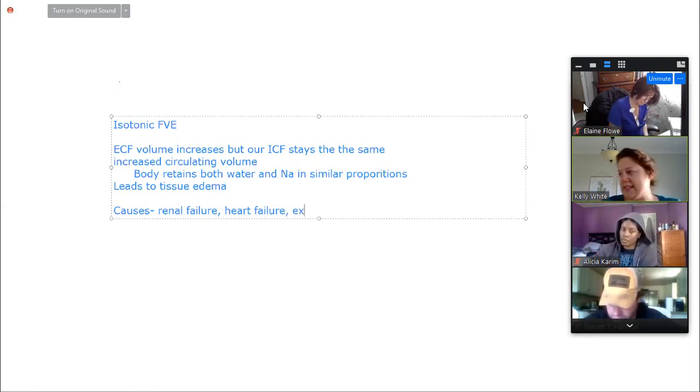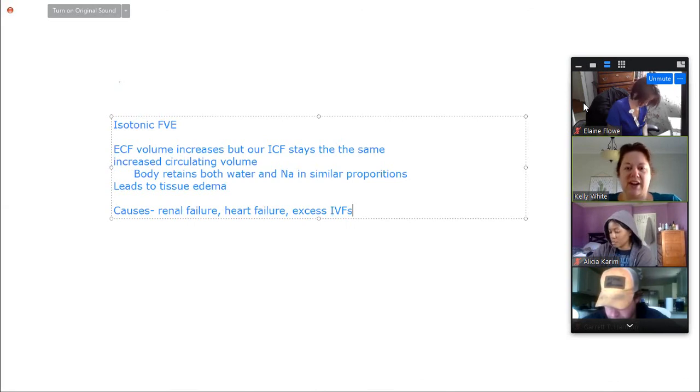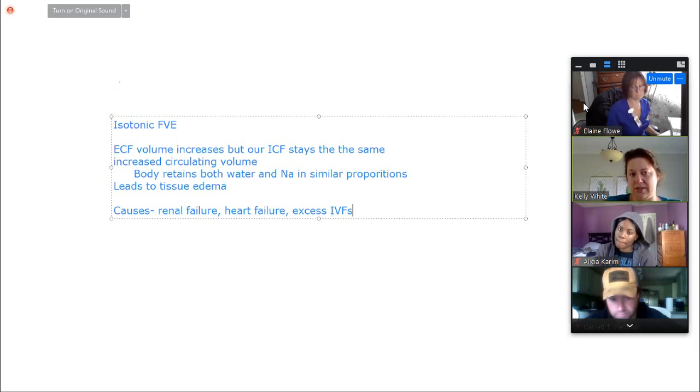Us as nurses might cause it with excess IV fluids. So this is why we need to carefully monitor our patients that are on IV fluids to make sure that we aren't causing them to go into fluid overload. Those are going to be your most common causes.